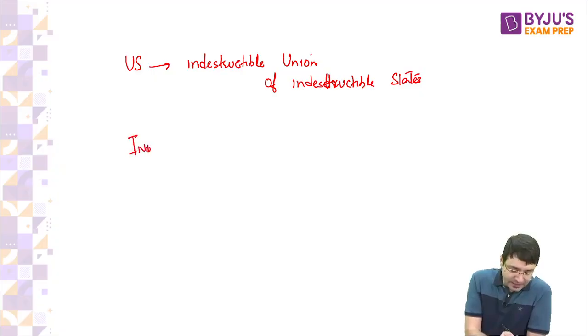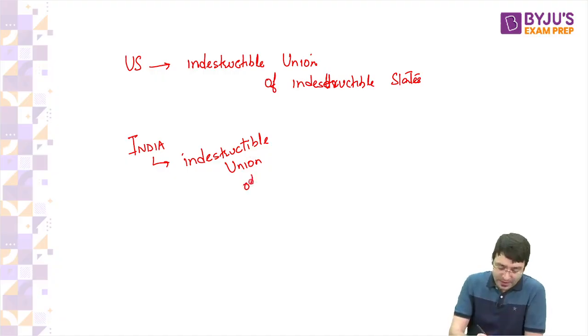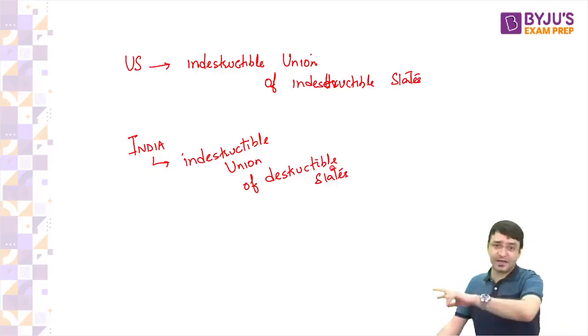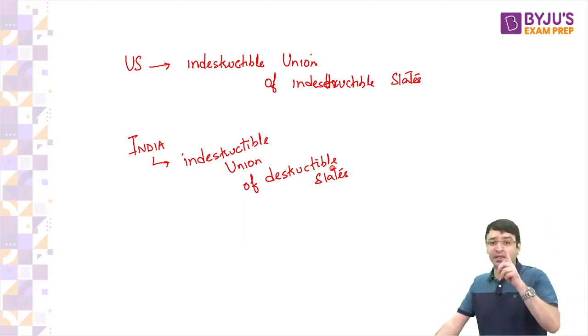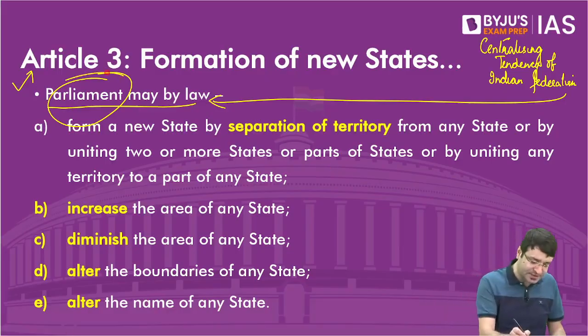India, on the other hand, is an indestructible union. Union cannot be destroyed. Indestructible union, but of destructible states. States can be bifurcated, trifurcated, split, merged, names can be changed, boundaries can be altered, area can be increased, area can be decreased. But this is the power which is given not to the states, this is the power given only to the center, which is the Parliament.